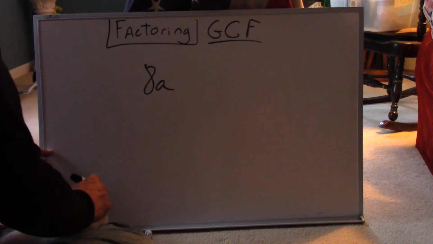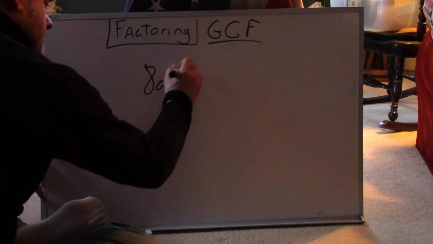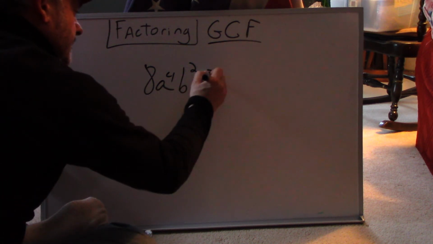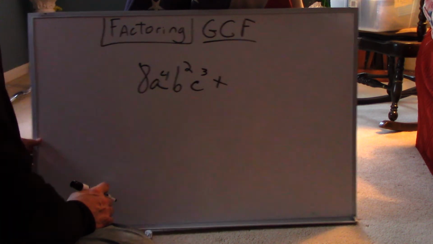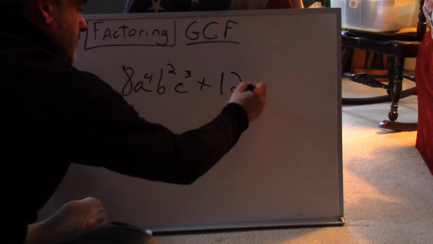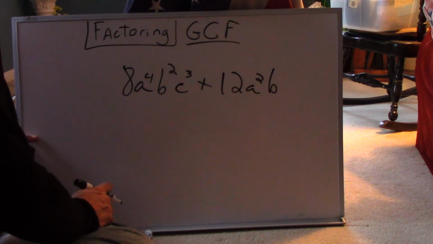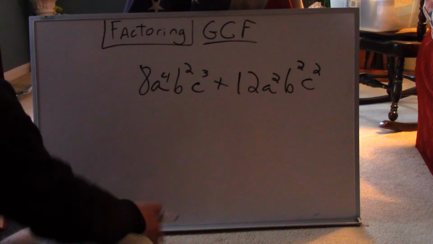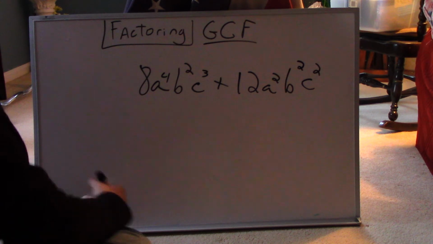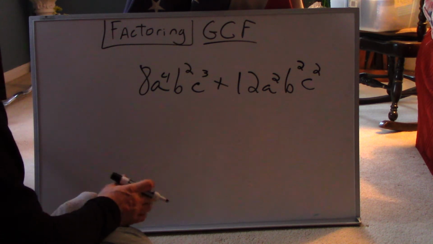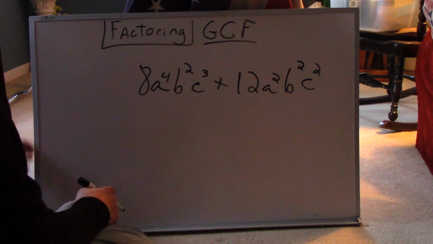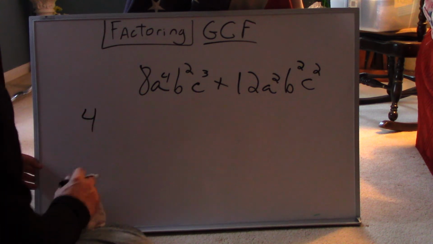8a to the fourth b squared c to the third plus 12a squared b squared c squared. Okay. Now there's a lot going on here. So we do numbers first, then the variables. What could go into 8 and 12? I think 4. Yes, 4.